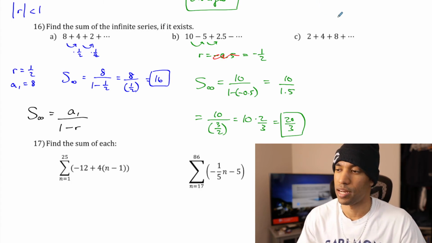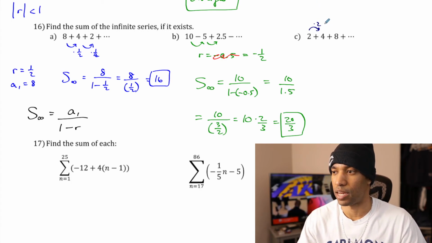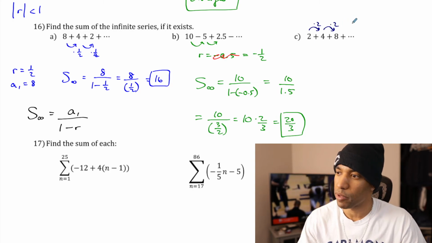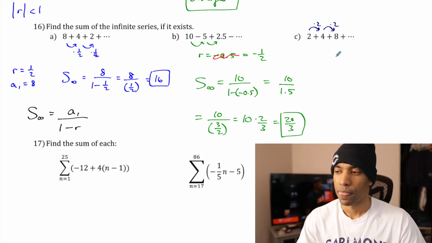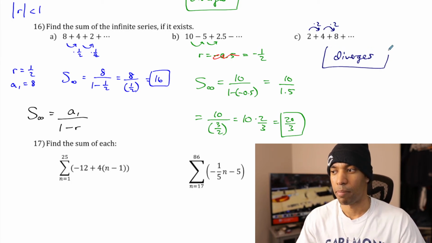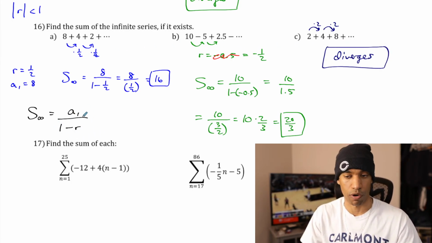2 plus 4 plus 8, etc. We are multiplying by 2. Again, not very clever with the numbers here, but multiplying by 2, that's more than 1. This series diverges. There is no sum. It approaches positive infinity. You do not use this formula.